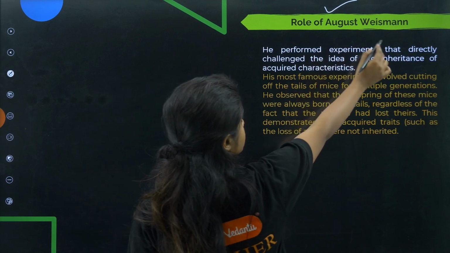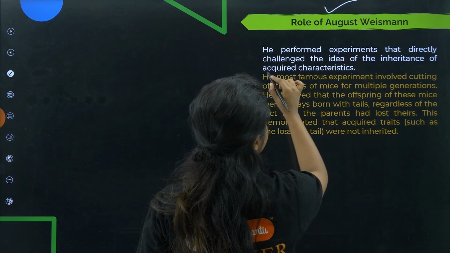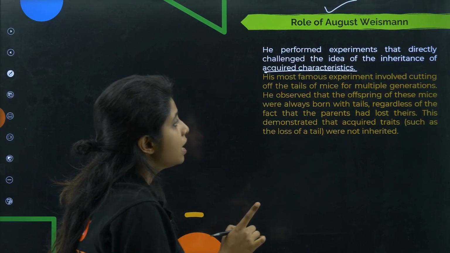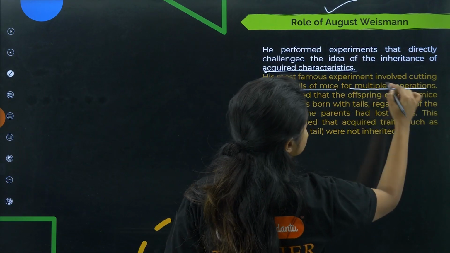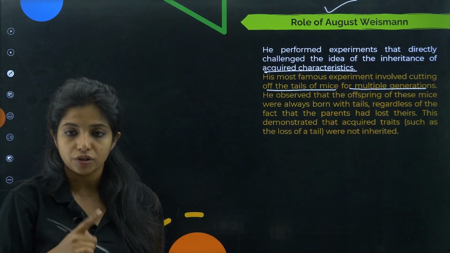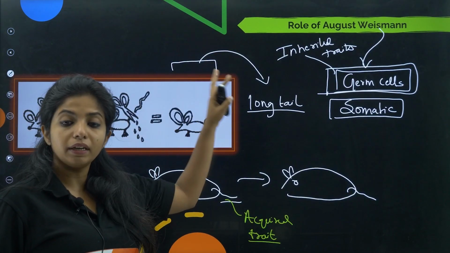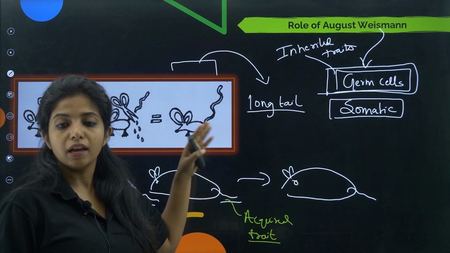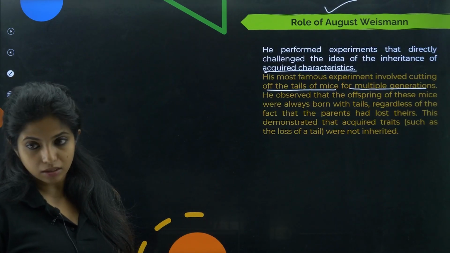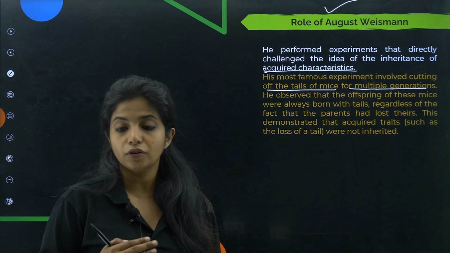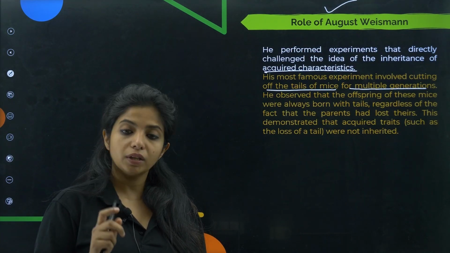So, what did August Weismann do? He performed experiments that directly challenged the idea of the inheritance of acquired characteristics. His most famous experiment involved cutting off the tails of mice for multiple generations. So it was not one generation; for multiple generations he tried it. He cut its tail and then mated it with another one with a cut tail, and then he observed. Again he did that. After doing lots of experiments, he came to a conclusion: it is not possible for them to have a shorter tail.